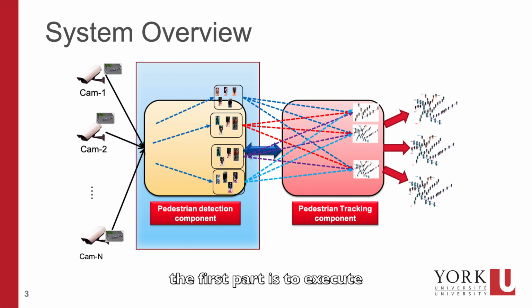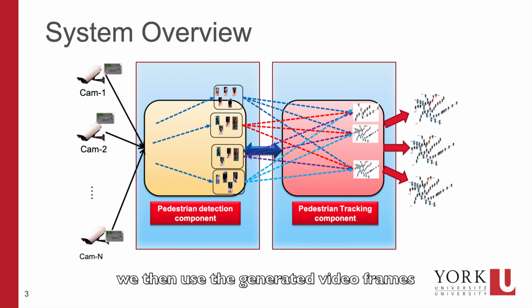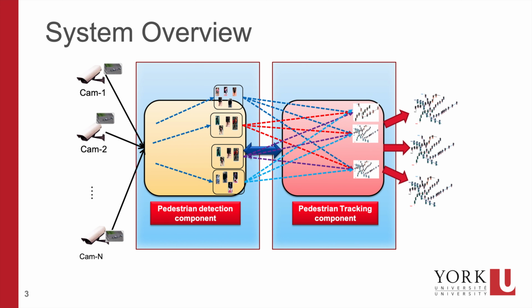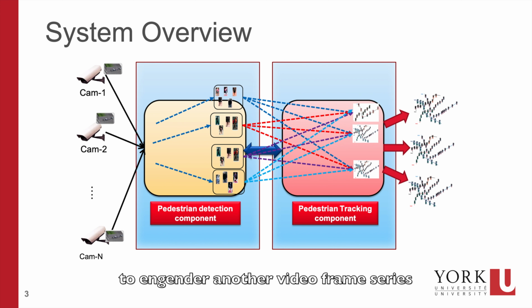Here is a system overview of the MPT algorithm in multiple cameras. The first part is to execute the detection algorithm, and then it will generate a sequence of video frames in a folder for each camera feed. We then use the generated video frames from the detection component to engender another video frame series for the tracking results by running the tracking algorithm.